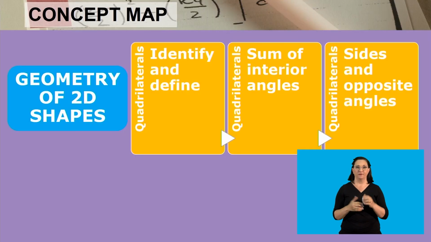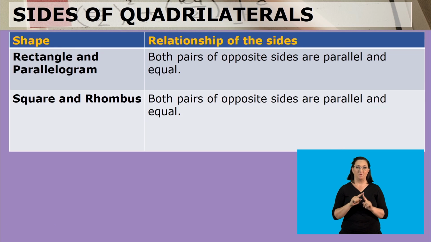Welcome back. Let's continue starting from our concept map. We have to do the third segment of that concept map, which is the sides and opposite angles of a quadrilateral. Now let's remind ourselves of the relationship of the sides of quadrilaterals.